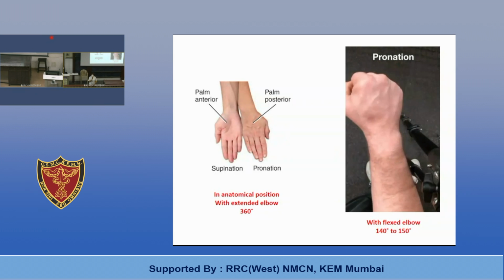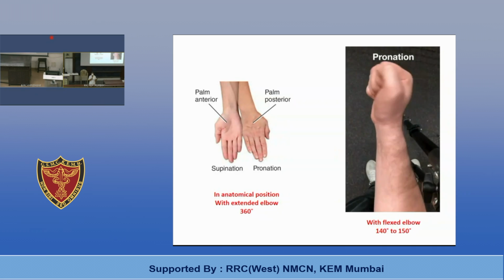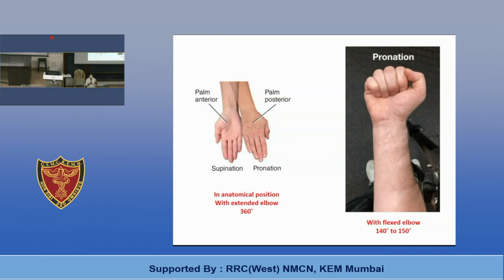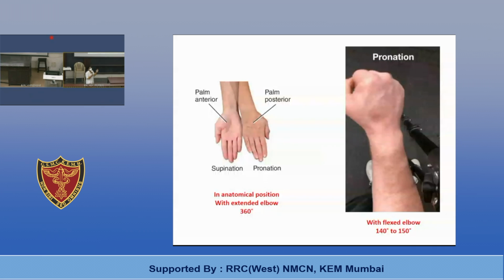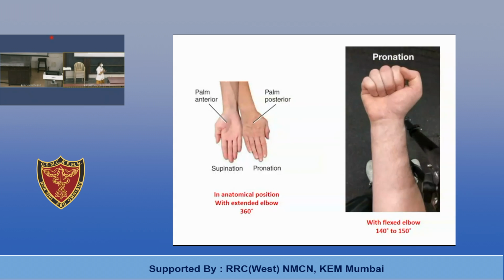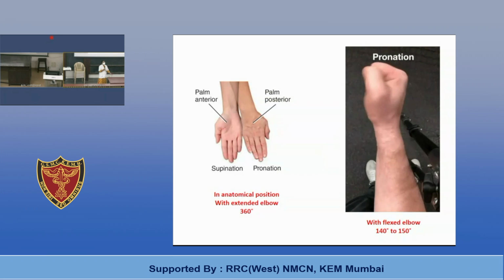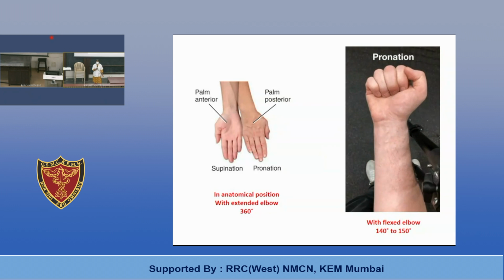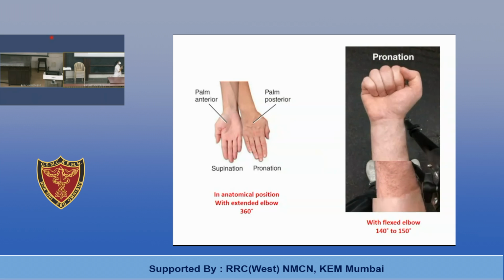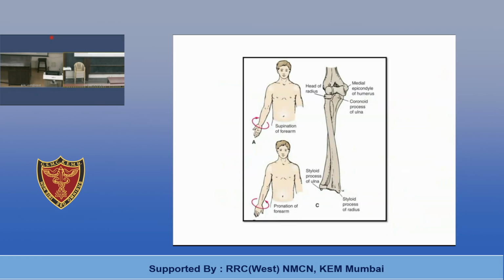The humeral head, which is rotating medially at the shoulder joint, adds extra degrees of pronation and supination that can be seen. Actually, it is rotation of the humerus and rotation of the scapula that helps to increase the degrees of supination and pronation seen by the observer. So, supination and pronation in anatomical position and with a flexed elbow, that's how you can demonstrate them.